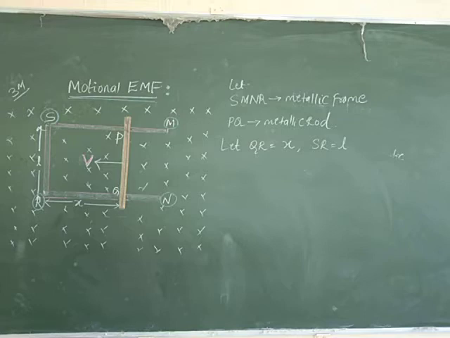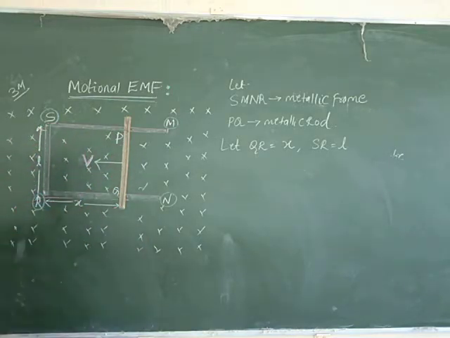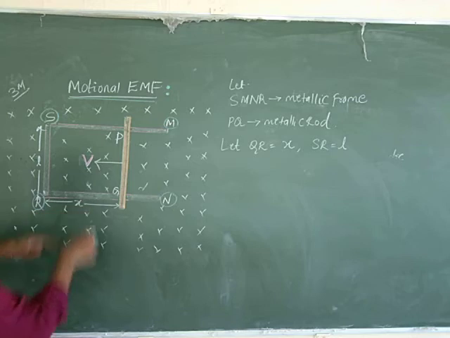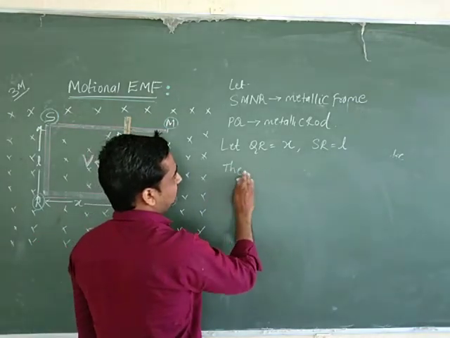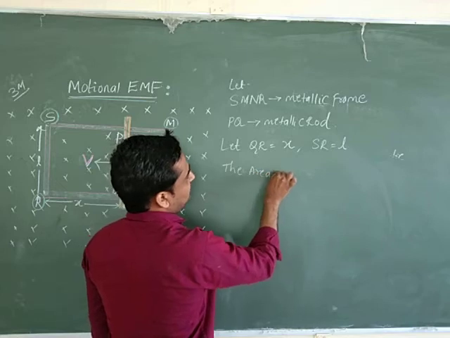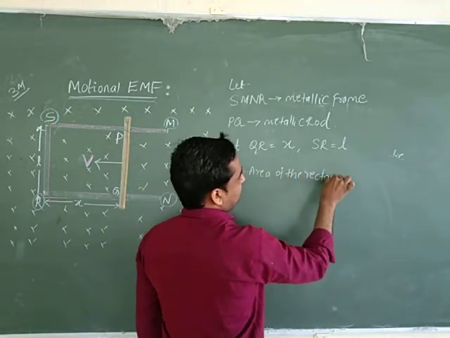Now the area of the rectangular conductor. The area of the rectangular conductor becomes what here now? This area is equal to what here? The area of the rectangular conductor.